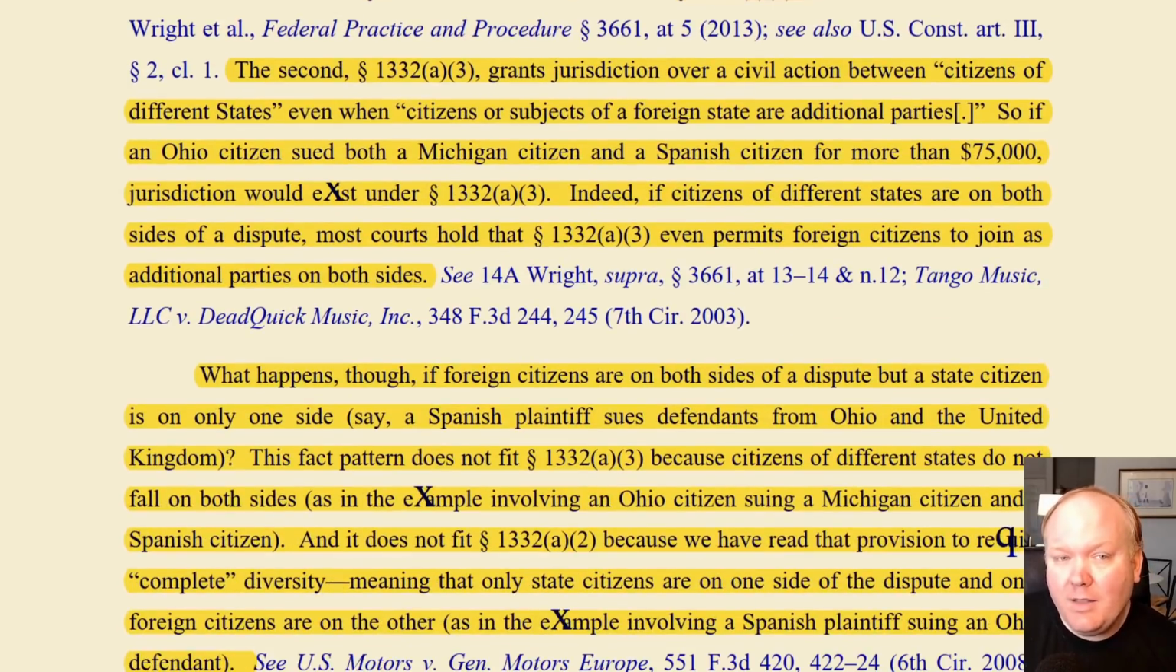The second grants jurisdiction over a civil action between citizens of different states, even where citizens or subjects of a foreign state are additional parties. So if an Ohio citizen sued a Michigan citizen and a Spanish citizen for more than $75,000, this jurisdiction would exist. Indeed, if citizens of different states are on both sides, most courts hold that the statute permits it, even if foreign citizens are permitted to join on an additional side.